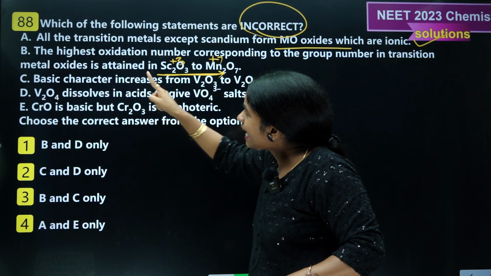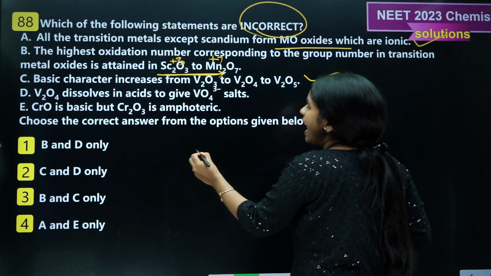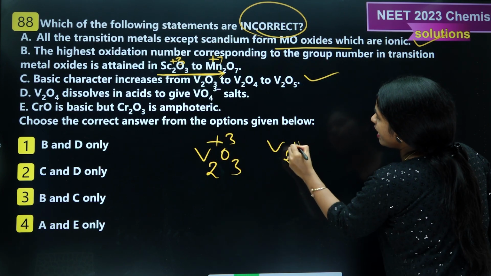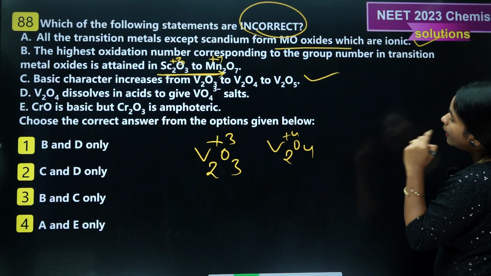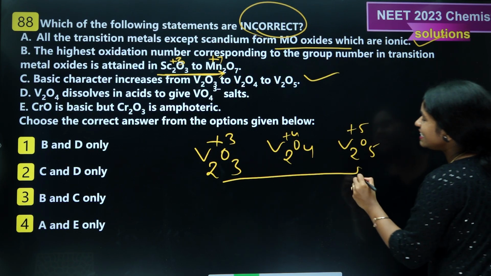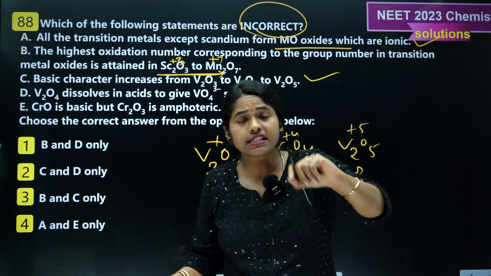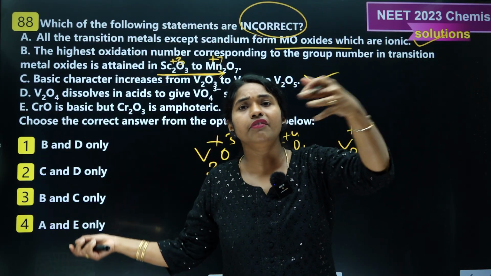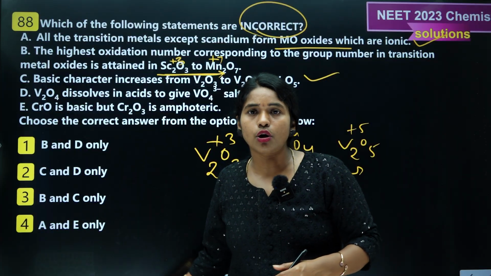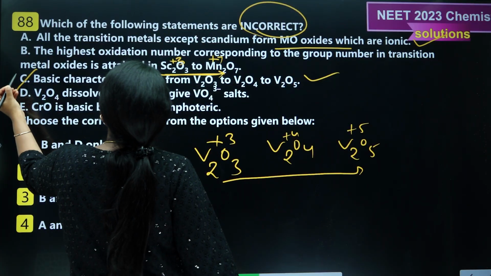Check it out. Basic character increases from here to here, they are telling. In V2O3, vanadium oxidation state will be +3. In VO2, it will be +4. In V2O5, it will be +5. As oxidation state increases, different oxides will form at different temperatures. The nature of oxides is related to the oxidation state. As oxidation state increases, acidic character also increases, but here they have given basic character increases. So this is an incorrect statement.